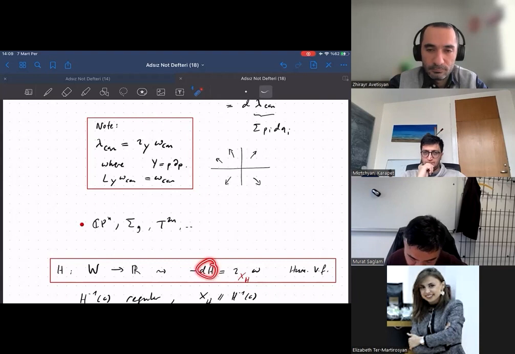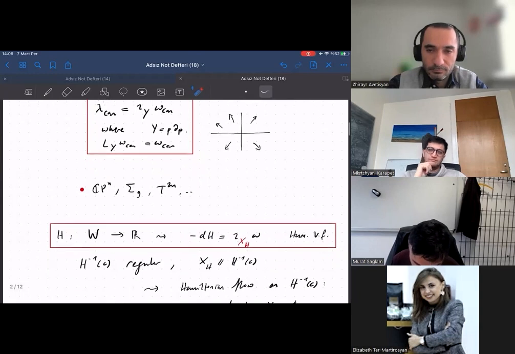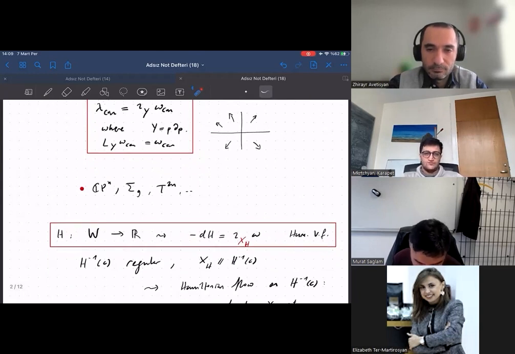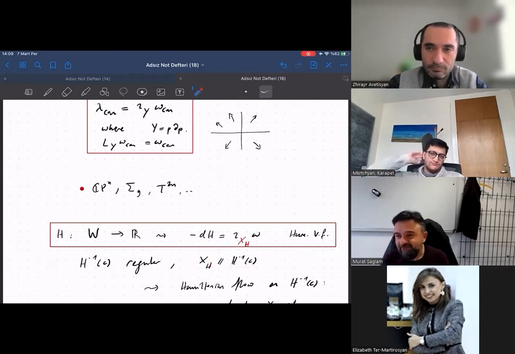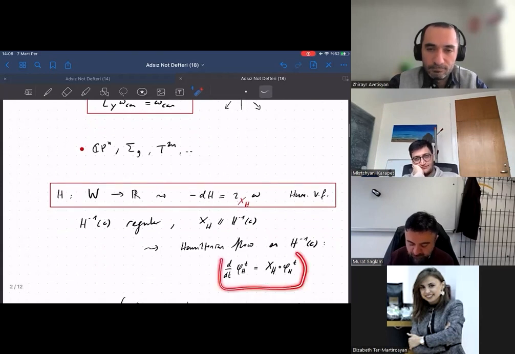But in general, given a symplectic manifold and a smooth function on it, a Hamiltonian, you have the differential of the Hamiltonian. This is a one-form, and this equation defines a vector field, which is the Hamiltonian vector field, as you all know. And if you have a regular level set of this Hamiltonian, a regular energy level, which is a nice manifold, then you have a nice vector field, which is tangent to this energy level and defines the Hamiltonian flow via the usual Hamiltonian equation.